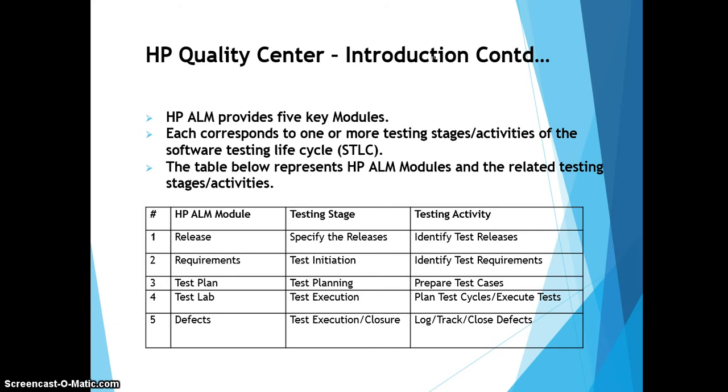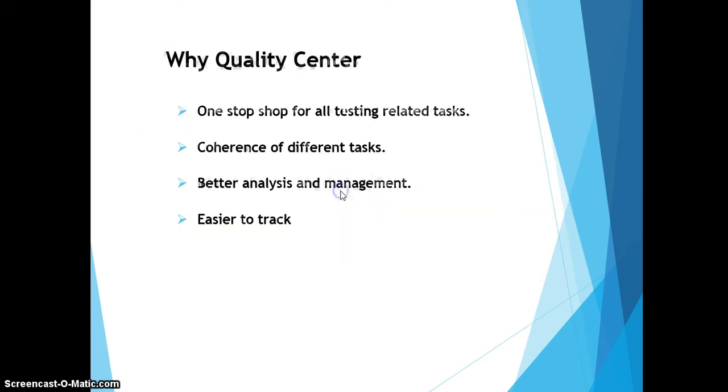The third key module is test plan, right? That's where you create your test cases. The fourth module is test lab, where you actually execute the test cases and record your actual outcomes against the expected which you had already designed in your test planning phase, right? Defects is obviously self-understood, right? It's for logging defects against the test cases which you've already executed.